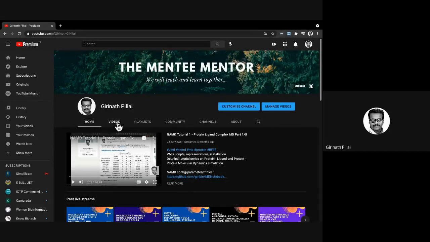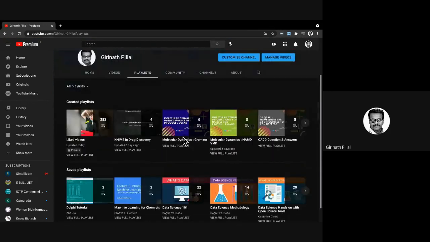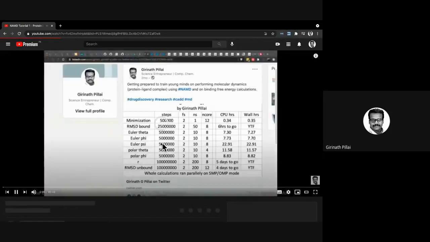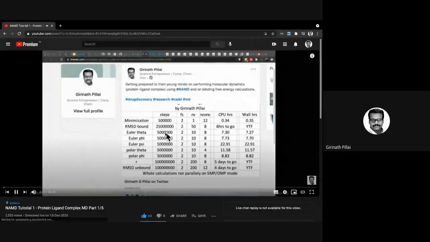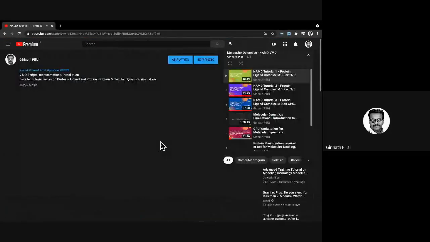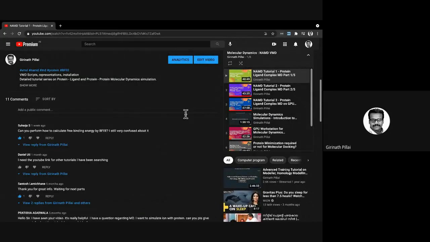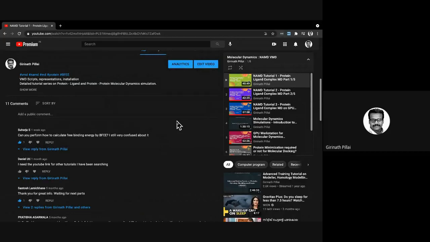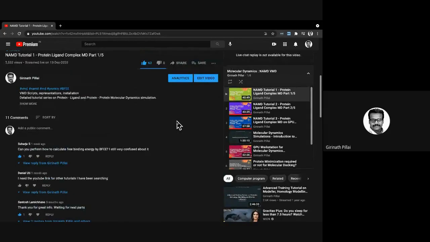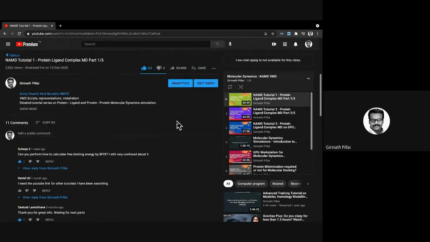So I have been doing a series of molecular dynamics tutorials in order to calculate the binding affinity between the ligand and the protein. Already three parts are there, and two more are coming. It will be able to calculate the binding energy in kcal per mole for the protein and ligand complex from the molecular dynamics simulation. Keep in mind, these calculations are a bit lengthy. It will take a long time, so be prepared for that.